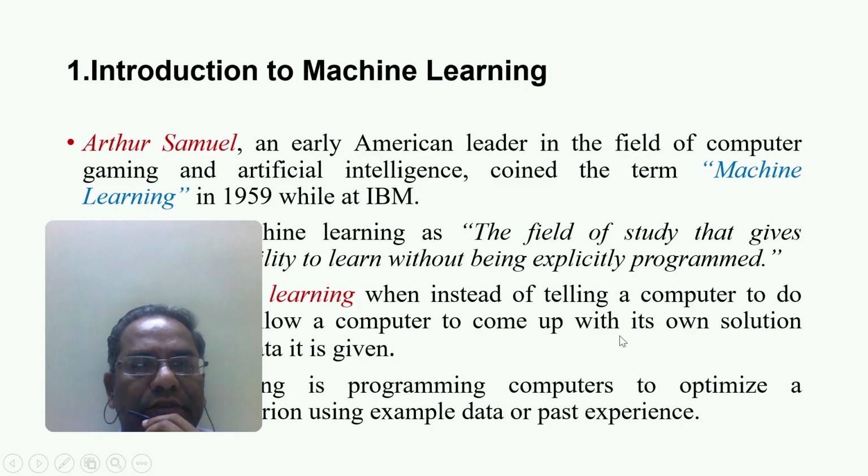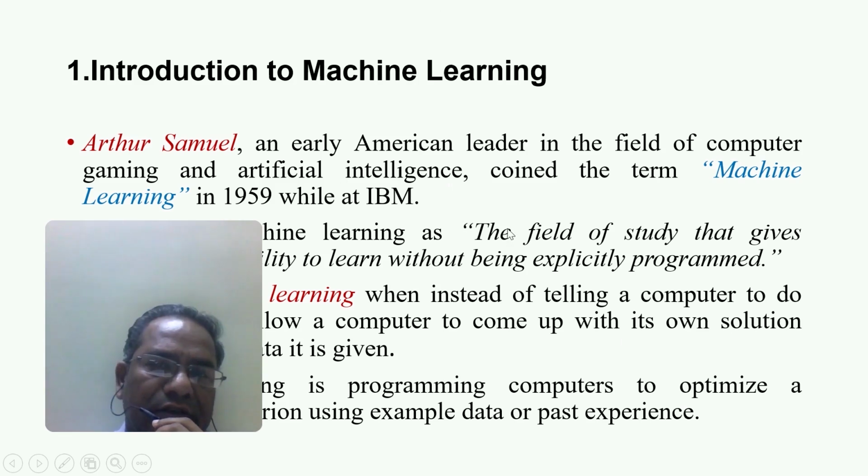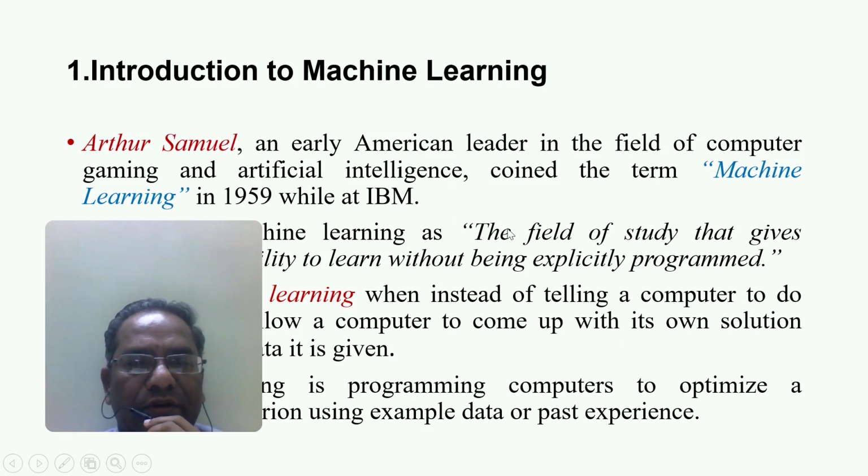Let us come to the point about the introduction. Machine learning is a subset of artificial intelligence, and this was developed by the computer scientist Arthur Samuel, an early American leader in the field of computer gaming and artificial intelligence. He coined the term machine learning in 1959 while he was working at IBM Corporation. He worked in many laboratories, like Bell Laboratories, and vice versa.